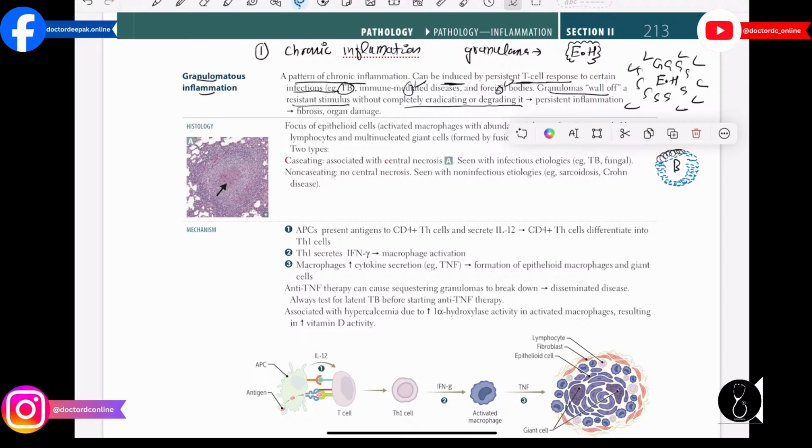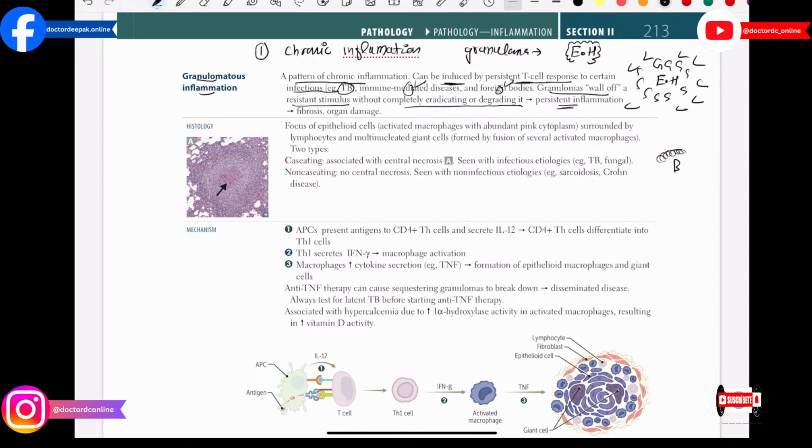Then it is the persistent inflammation that usually leads to the formation of granuloma, and if the inflammation is persistent, that will lead to fibrosis and organ damage. Here they only mention the important points. First of all, remember granuloma is a subtype of chronic inflammation. Basically it is a composition of three things: epithelioid histiocyte, on the side of that we have giant cells, and on the side of that we have lymphocytes. These are the three things which make the granuloma.